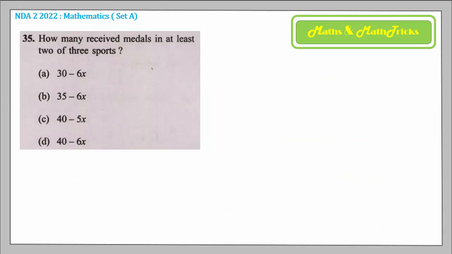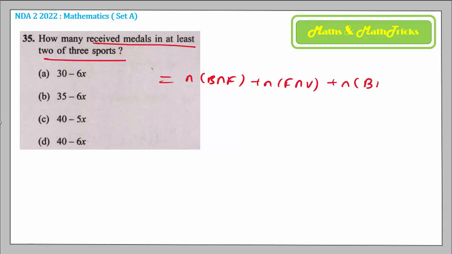And now coming on to the next question attached to it, they say how many received medals in at least 2 of the 3 sports. At least 2 of the 3 sports means 2 and more than 2 sports. Now maximum only 3 sports, context is. So therefore this question is demanding you the value of number of B intersection F plus number of F intersection V plus number of B intersection V, and plus number of B intersection F intersection V. This is what they are demanding. At least 2 sports medals means it can be 2 sports or more than 2.